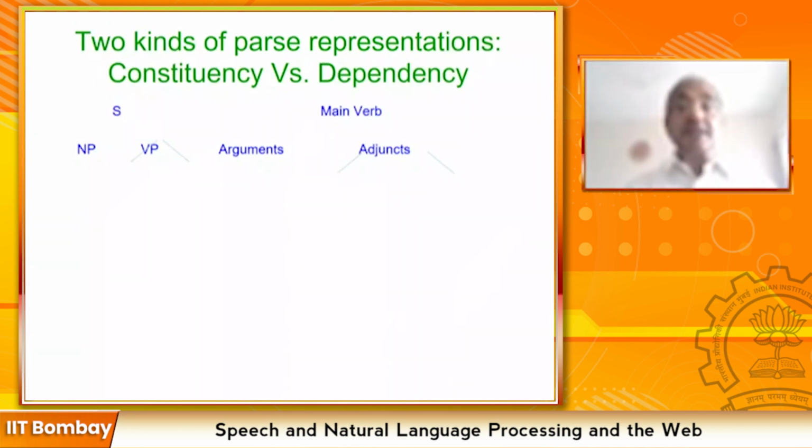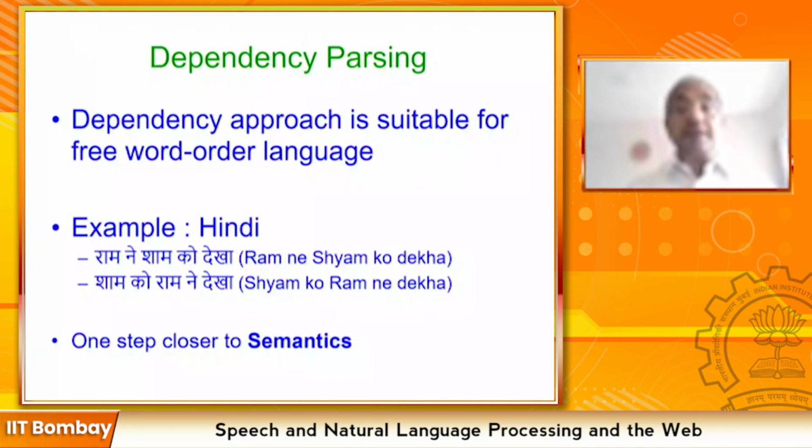So two kinds of parsing, constituency and dependency. So dependency approach is suitable for free word order languages like Indian languages.